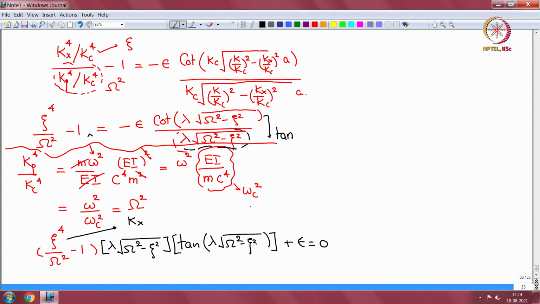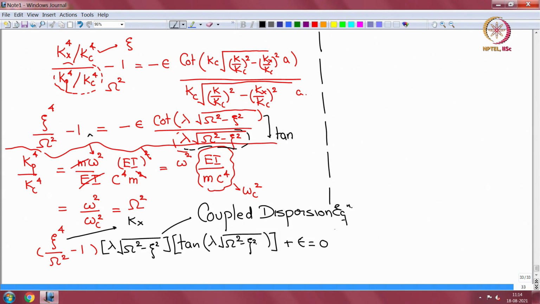As you can see, we ended in the last class by deriving the non-dimensional form of the coupled dispersion equation. Okay, let me call this the coupled dispersion equation. Today we will see what it means and how to solve it.